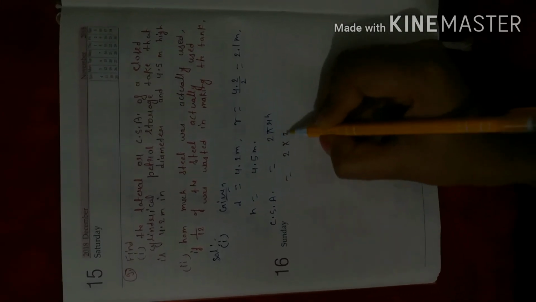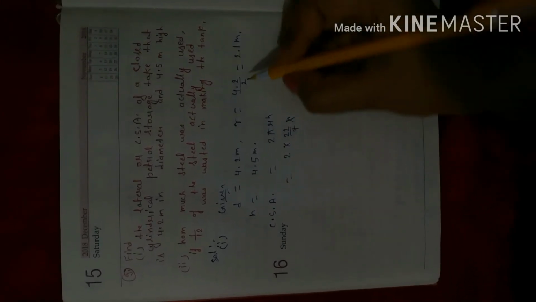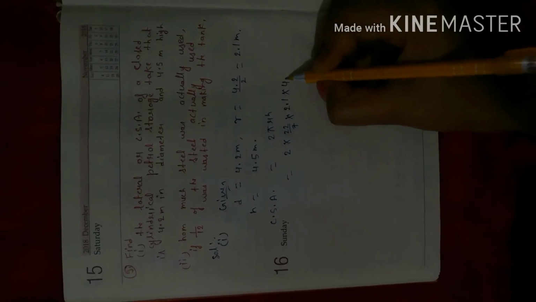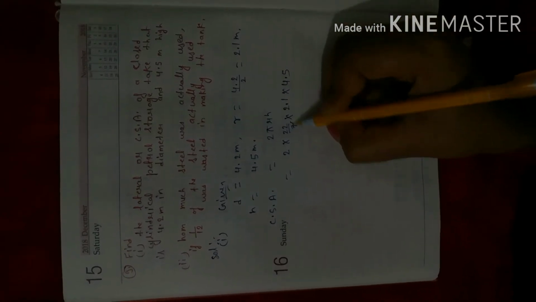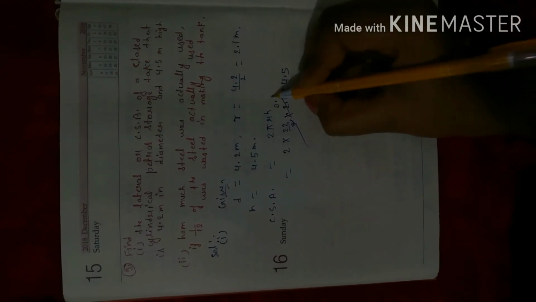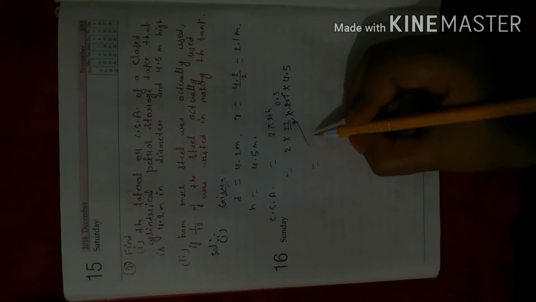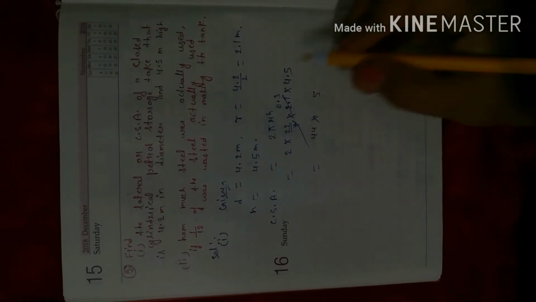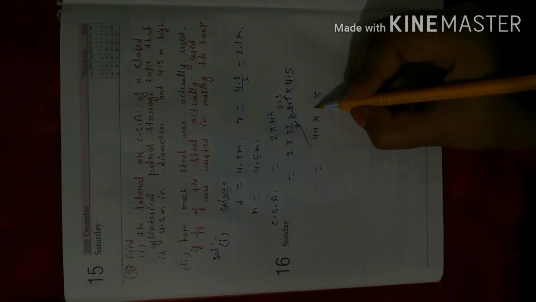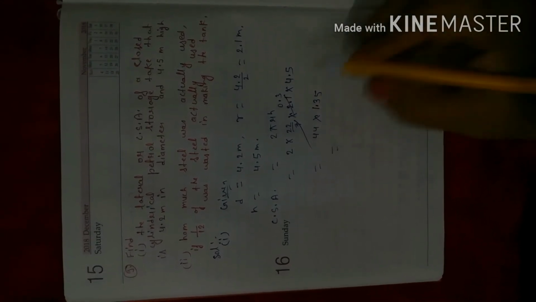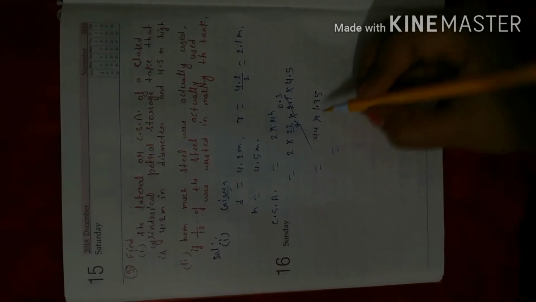2 into 22 by 7. At the place of R we can write 2.1 and the value of H is 4.5. 7 into 3 is 21, cancelled. Now we will multiply it. 22 times 2 is 44, into 45, that is 4.5, we get 135. We will put the decimal after 2 digits. Now we can multiply it.